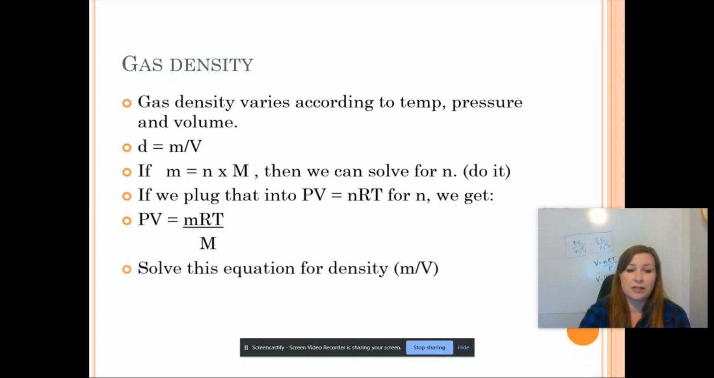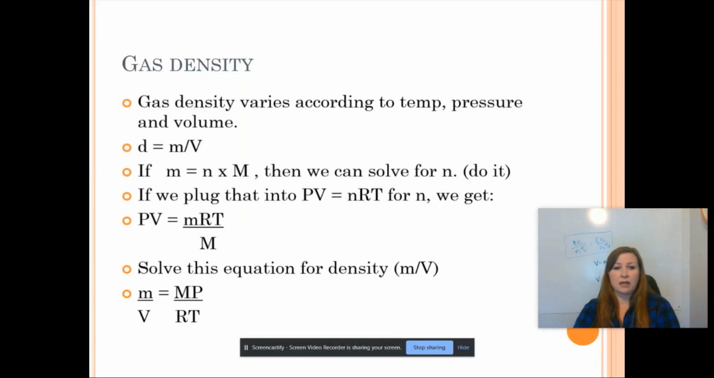And if you solve that equation for density, that means you're going to keep the mass on the top and get the volume on the bottom. It looks like this. m over V, mass over volume, is equal to molar mass times pressure over R, which is a constant, times the temperature. So you can determine gas density using this equation. So this is one that you might want to write down as well. Little m over V equals big M times P over RT.